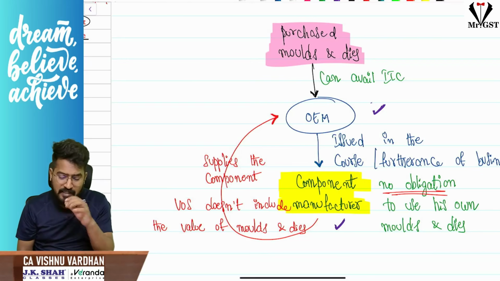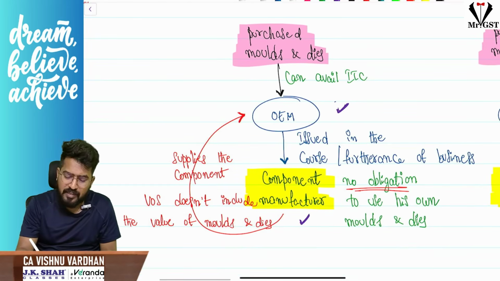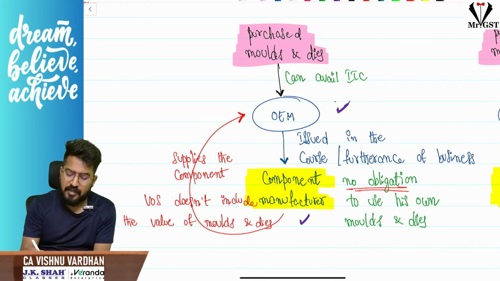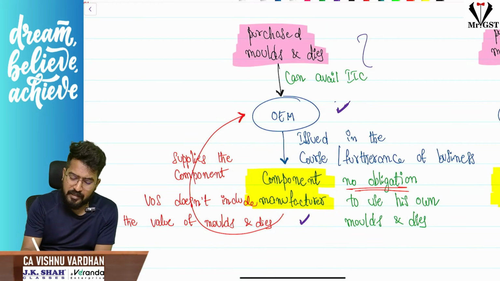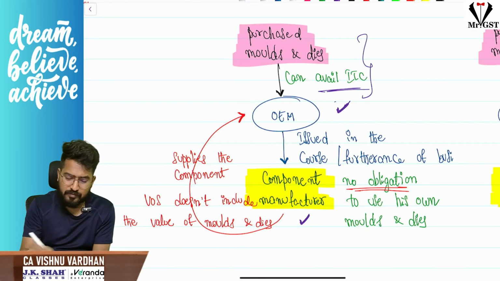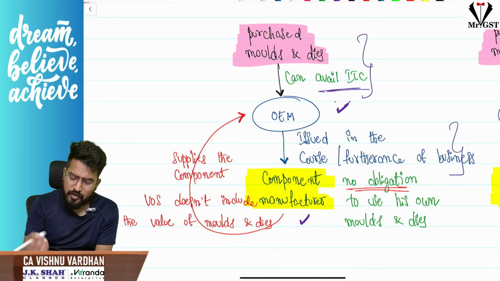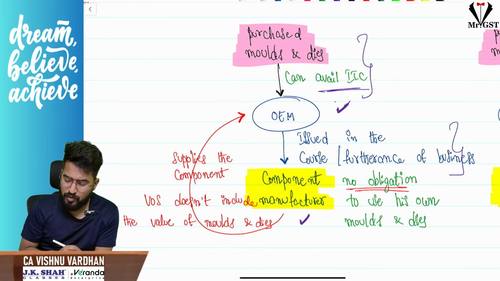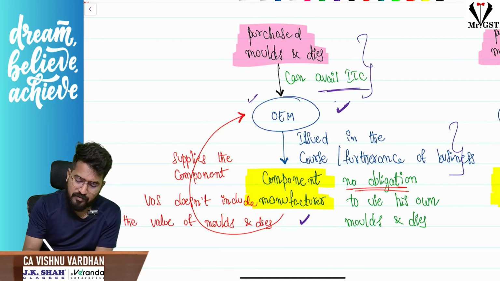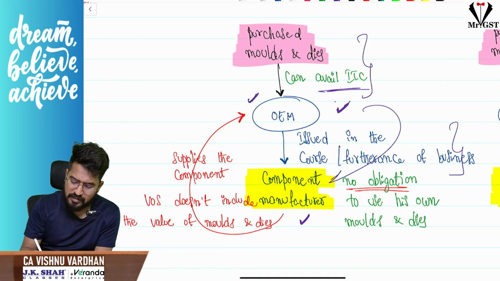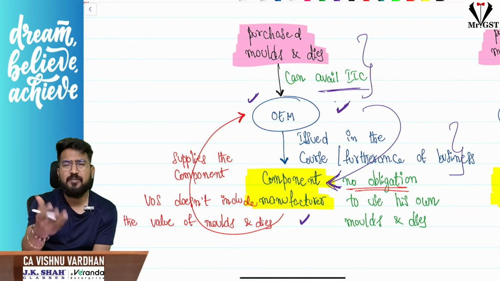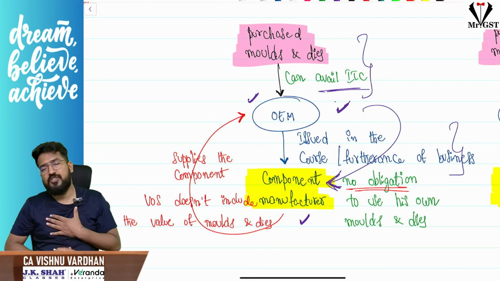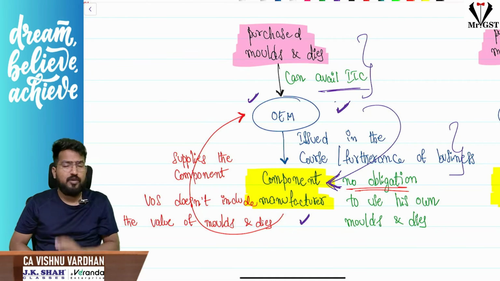Whether this ITC is to be reversed by the original equipment manufacturer is the point. First of all, understand here that he is buying these things for business purpose and issuing them for business purpose. So there is no need to reverse the ITC, and of course the component manufacturer also doesn't have any obligation to use his own molds and dies. So the original equipment manufacturer giving the molds and dies to the component manufacturer is very much in the course of business.